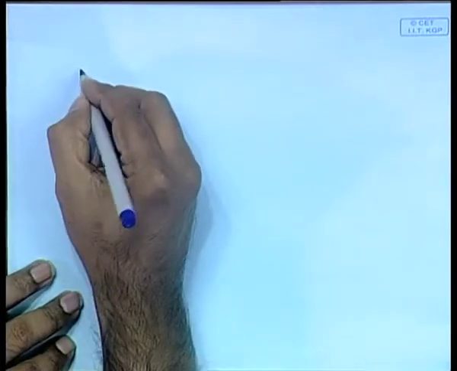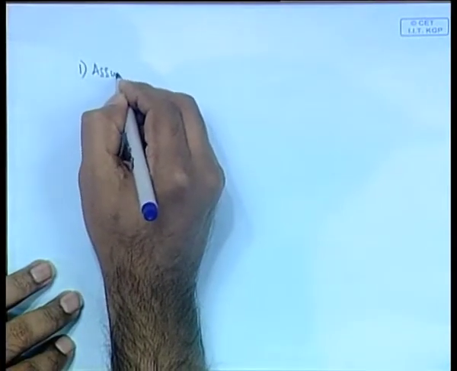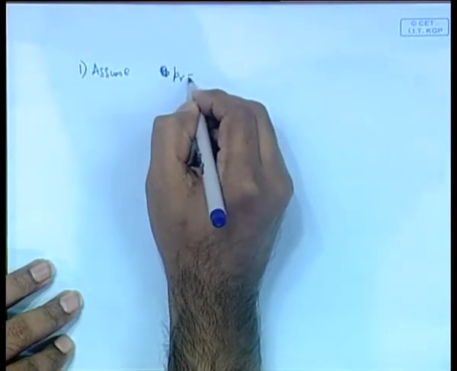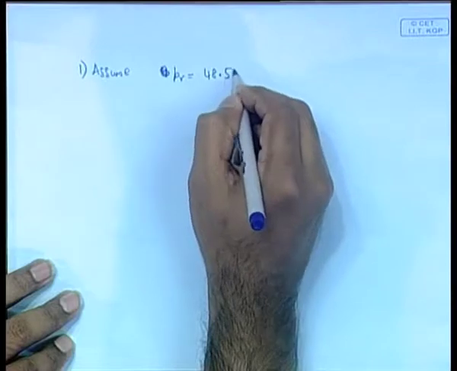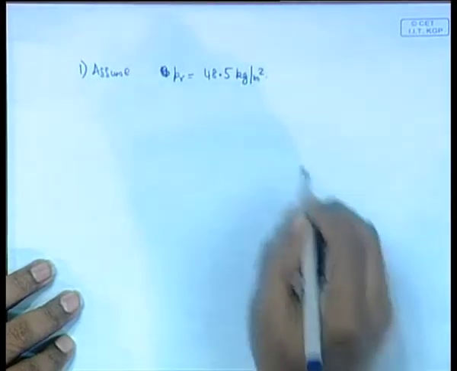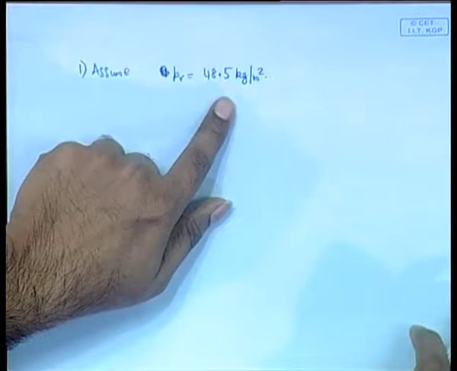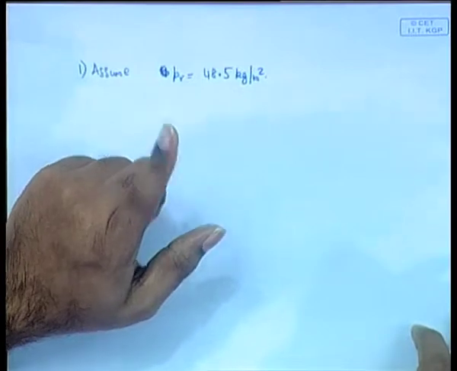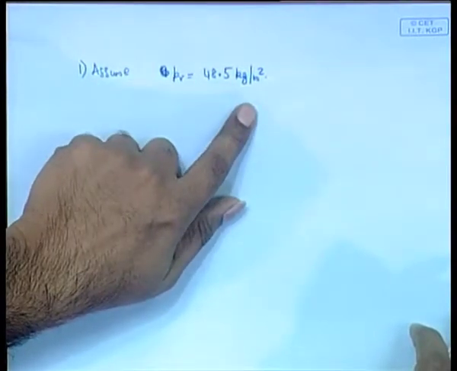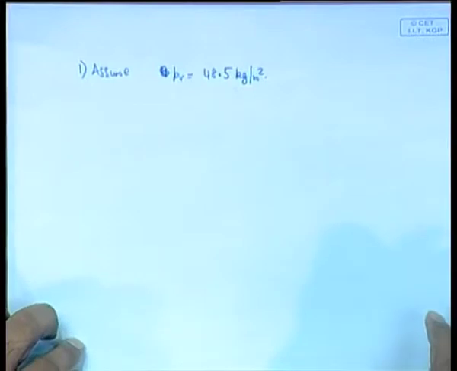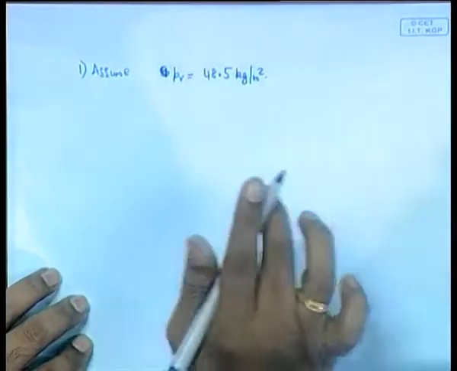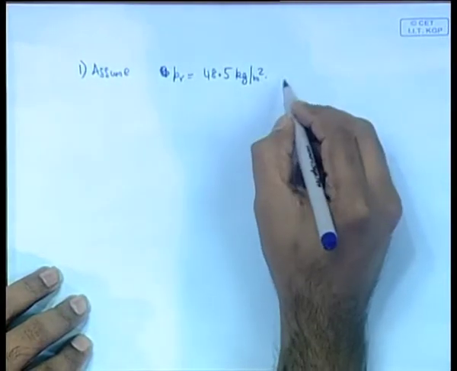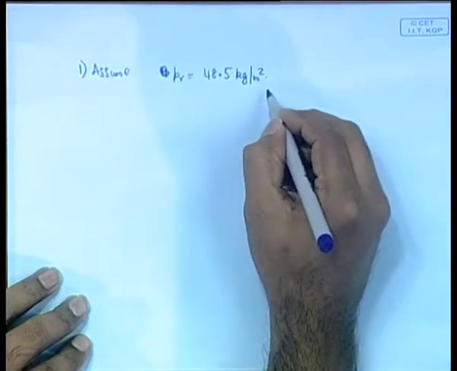First of all, you assume a pressure PV equal to 48.5 kilogram per meter square. Those dimensions, please note. Usually, in the previous definition we put pressure in terms of Newton per meter square, but this is in terms of kilogram per meter square. It does not matter, you have to multiply with the G actually. So, 48.5 kilogram per meter square. So, first you assume that a wind of so much PV is acting.